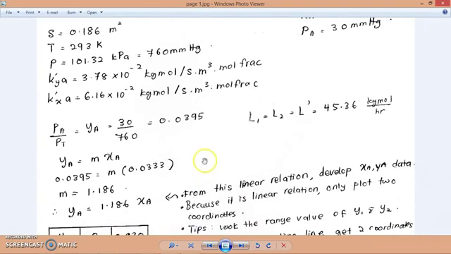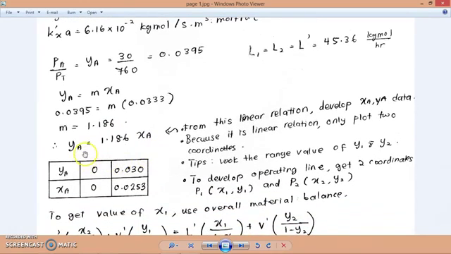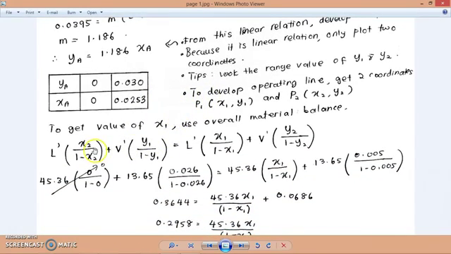And since the question gives you the equilibrium gradient, so that value is used to develop the equilibrium line, which is YA is equals to MX. So you just take any values of YA in your graph and substitute into the linear relation, which is Y equals to MX, and then you will get M is equals to 1.186. Alright, and from this linear relation we can develop the XY data to plot the equilibrium line. Okay, and the next step is to plot the operating line.